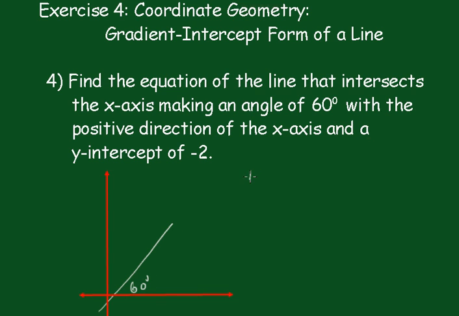So recall that m equals tan theta, make this angle here theta, so m equals the tan of 60 degrees. Now recall the tan of 60 degrees is √3, so y is equal to √3x, and here's minus 2 is your final answer.